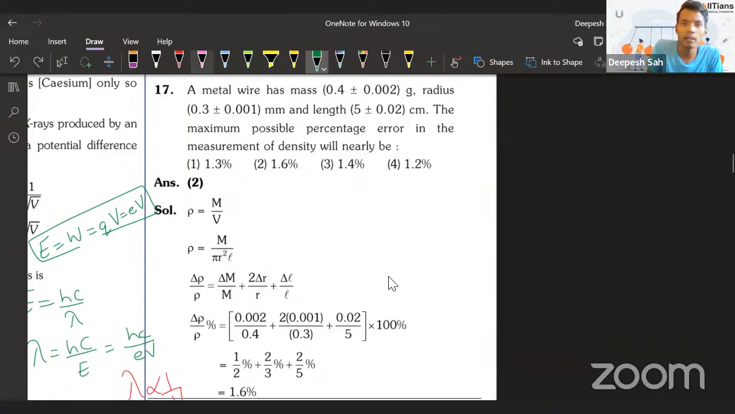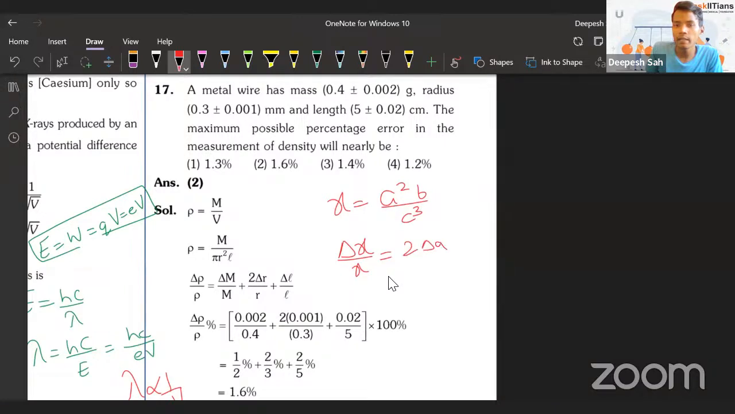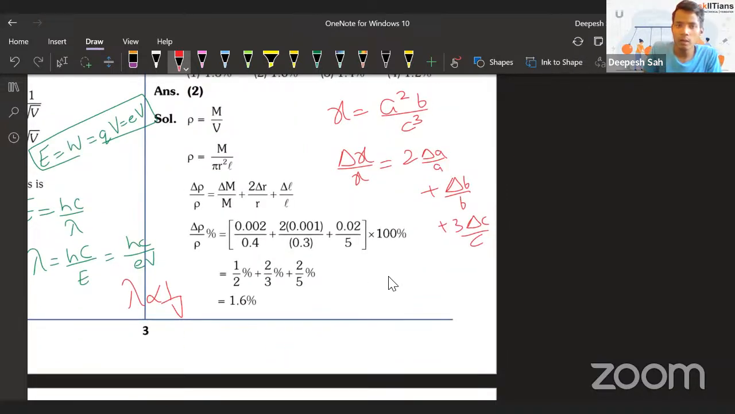If you don't know it, I will write the formula. Let's say x is equal to a squared b by c cubed. So you can say that the percentage error or the fractional error in x is equal to 2 times delta a by a plus delta b by b plus 3 times delta c by c. Okay. So this is the same thing we are doing over here.